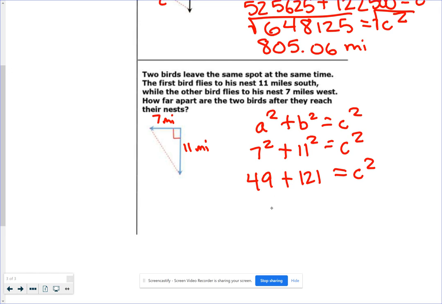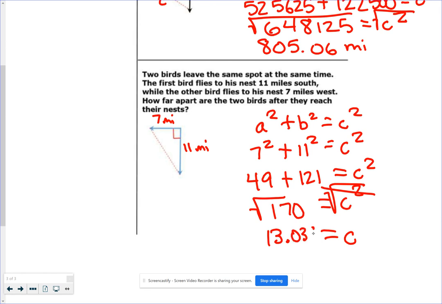Now if we add them together, we get 170 equals c squared. And we're going to take the square root to eliminate the square to find out how far apart the birds are. And the square root of 170 is about 13.038. You know, we've been rounding to the nearest hundredth this whole time, so let's do that. This 8 will round that 3 up, so it's about 13.04 miles apart. All right, best of luck on your homework.